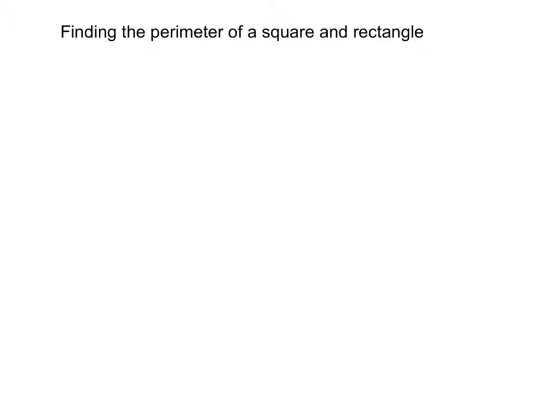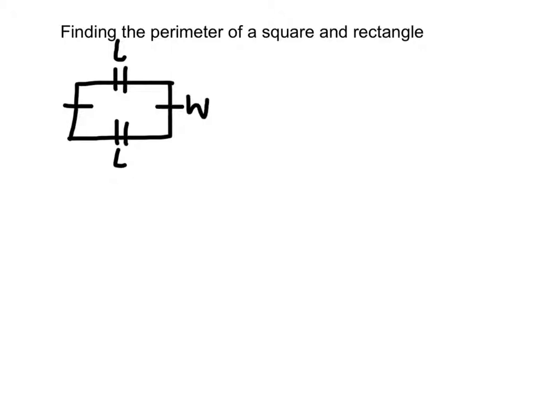So now we're going to quickly talk about finding the perimeter of a square and a rectangle. So if I have a rectangle here, we know these two lengths are the same and so are these. So this is known as the length and these are known as the width. So the formula for the perimeter of that rectangle is P is equal to 2 times the length plus the width.